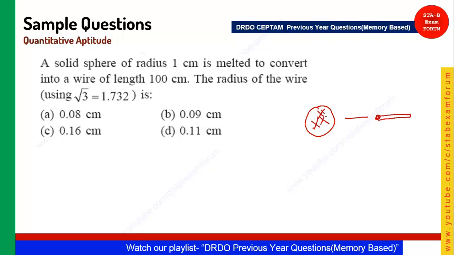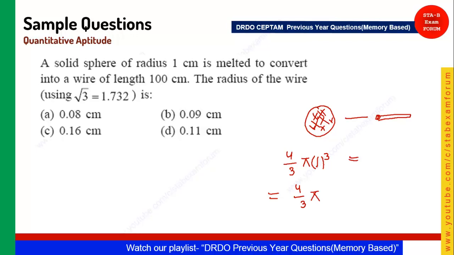So students, you should know the formula. What formula? Volume related formula. So the volume of a sphere is what? You should know the formula: 4 by 3 pi r cube. What is r given? 1. So 1 cube. So this is the volume of the sphere. It is 4 by 3 pi. So this volume should be equal to the volume of the rod, because it is converted into a wire by melting.